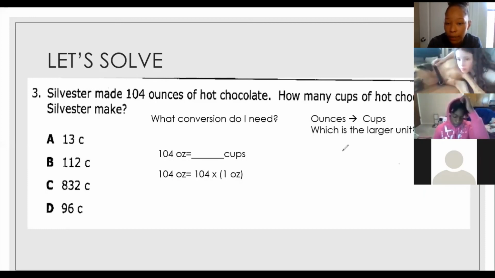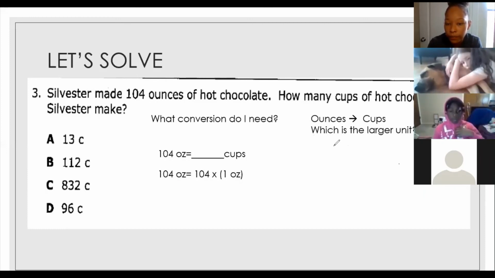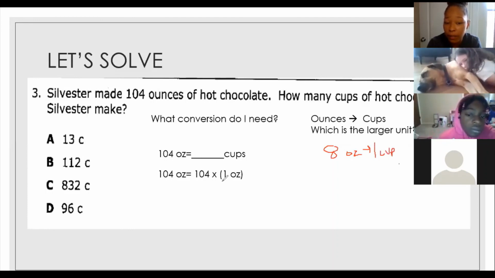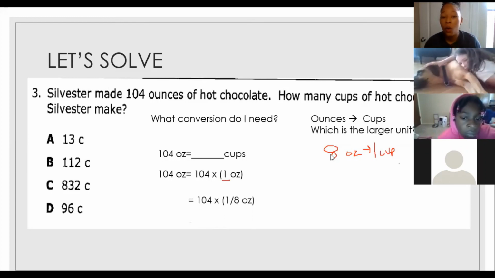How many ounces are in 1 cup? 8 ounces are in 1 cup, right? So looking at my problem, I need 8 ounces, but how many ounces do I have? 1. I need 8 ounces to make 1 cup, but I only have 1. So my unit conversion is actually going to be 1/8. Good. 104 times 1/8.